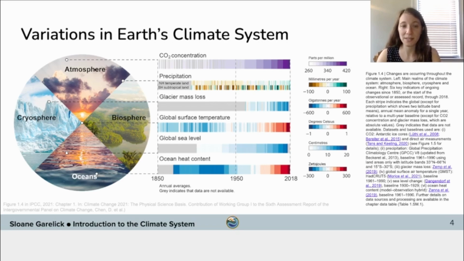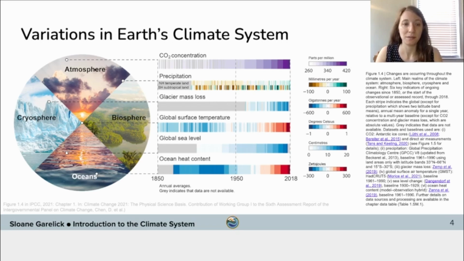This figure is from the IPCC report and shows changes in multiple climate variables since 1850, and this really highlights the impact of anthropogenic forcings on the climate system. For example, over this time, there has been an increase in atmospheric CO2 concentration, increased variability in precipitation, increased glacial mass loss, a warming of global surface temperature, a global sea level rise, and an increase in the ocean heat content. And these are just a few examples of ways in which anthropogenic forcings have influenced recent climate.